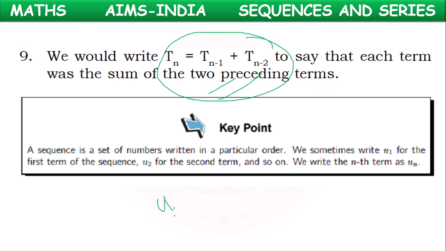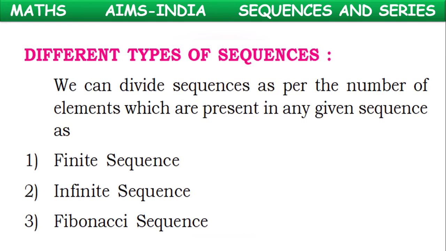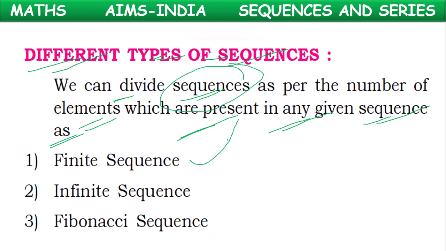Sometimes not only T1, T2, sometimes we use U1, U2 and UN for representing the terms. Next slide. So now we have different types of sequences. So far what we have discussed, based on that, we can divide the sequences as per the number of elements which are present in any given sequence. We can divide the sequence into finite sequences if they don't have dots, infinite sequences if they have dots at the end.